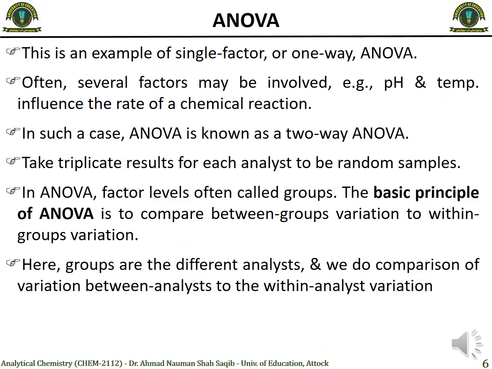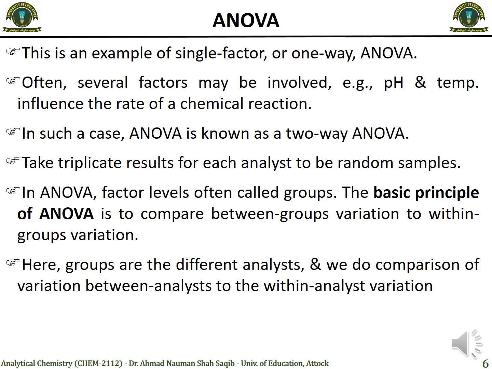So the type of ANOVA we have seen in our last slide, that kind of pictorial description, we call it a single factor or one-way ANOVA because we have only one dependent variable. In this case, that was the result of calcium. And the only factor was the analyst. So this is one on the x-axis and one on the y-axis. So we have just two variables, and we call it one-way ANOVA.